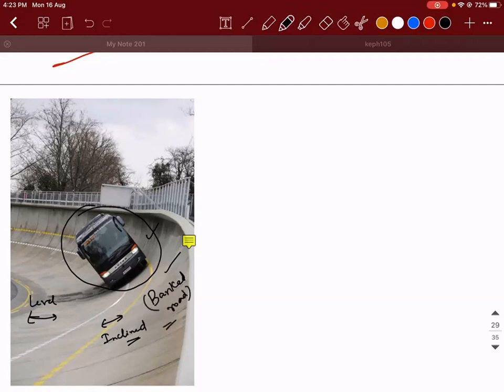Can you guess whether it is an advantage or disadvantage to do this kind of banking? Banking means creating some inclination. Sir, it has pros and cons. What is the pro? What is the con? Let me see how you're thinking. What do you think is the advantage? The advantage is you can take a turn more smoothly, I guess. But the disadvantage is you need more force.